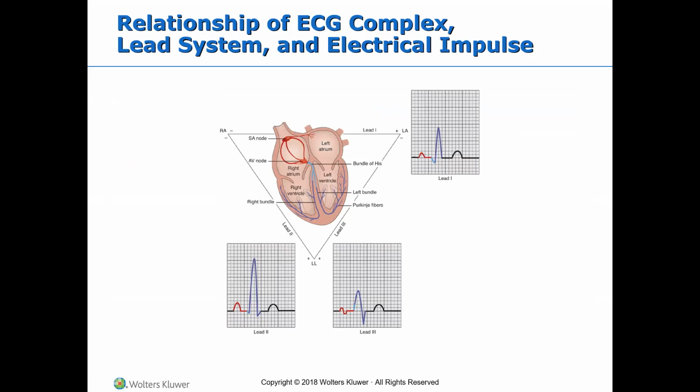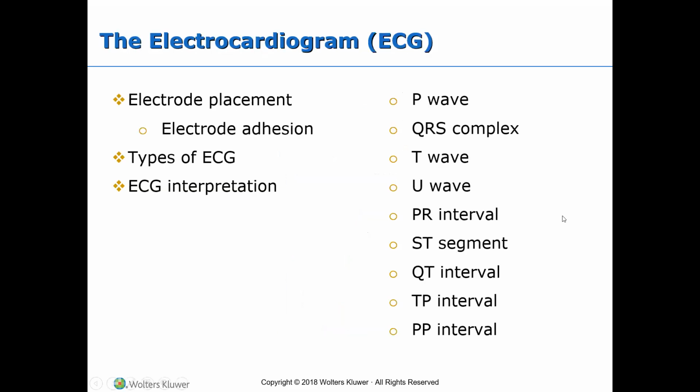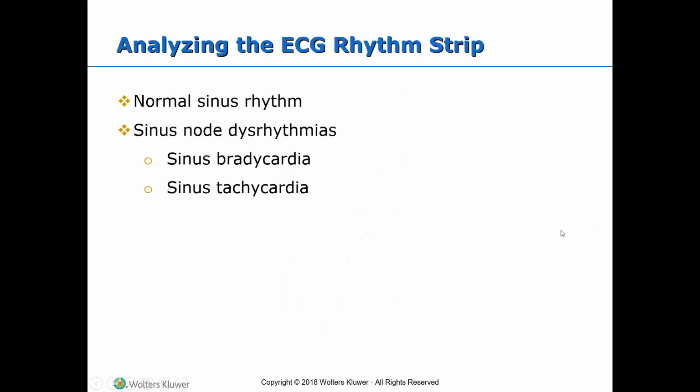These are 1, 2, and 3 leads, but it shows you the difference of where they are when you're reading each lead. And this is ECG electrode placement. So this is where you put a 12 lead. And so the electrocardiogram: electrode placement, electrode adhesion, types of ECGs, ECG interpretation. So you have all these things that the ECG reads. It reads the P wave, the QRS complex, the T wave, the U wave, the PR interval, the ST segment, the QT interval, the T to P interval, and the P to P.